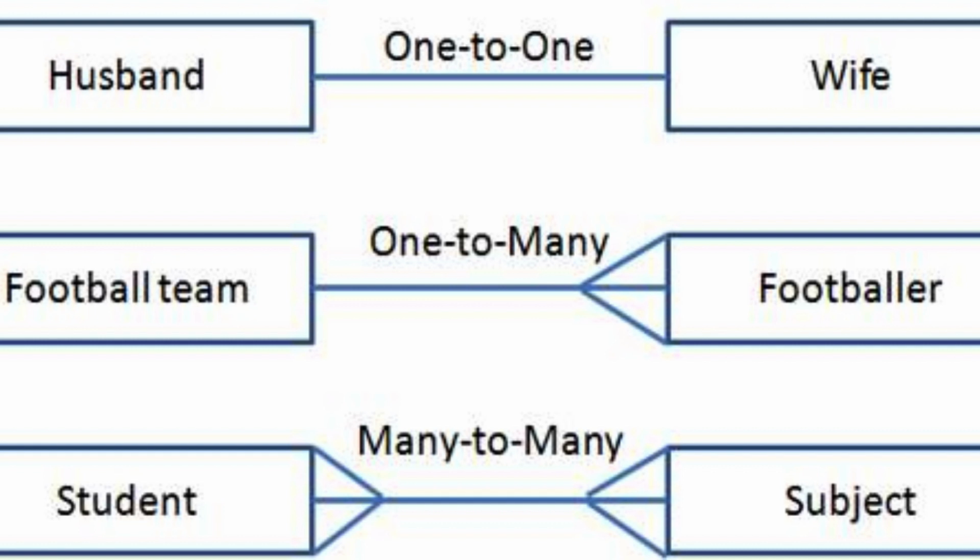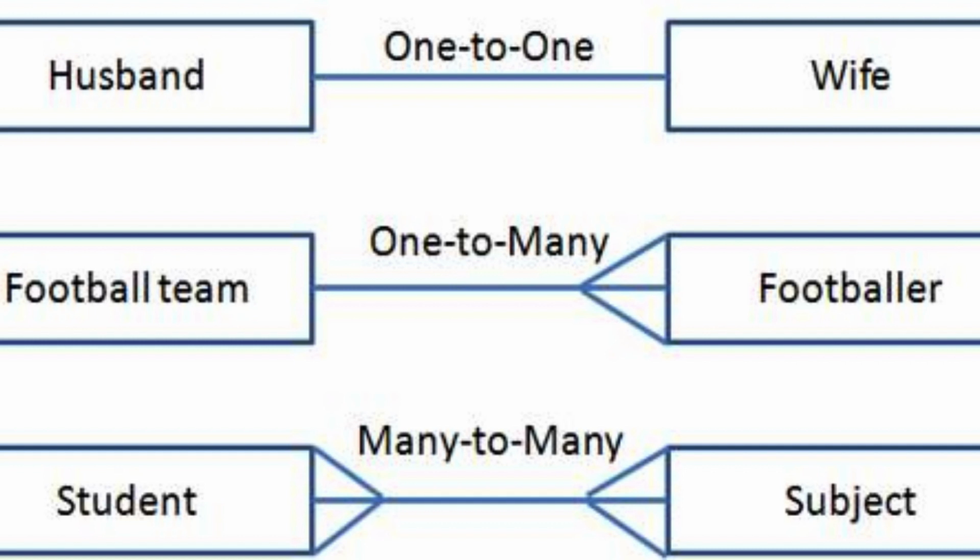One-to-many. A one-to-many relationship exists between two tables when each record in the first table can be related to one or more records in the second table, but each record in the second table can be related to only one record in the first table. For example, a football team can have many footballers but a footballer belongs to a single team.